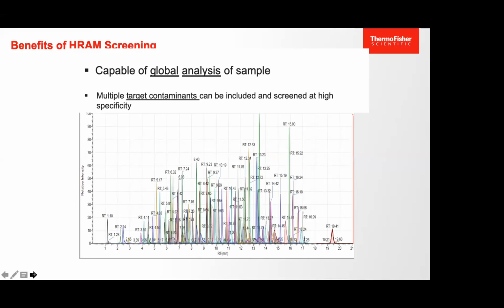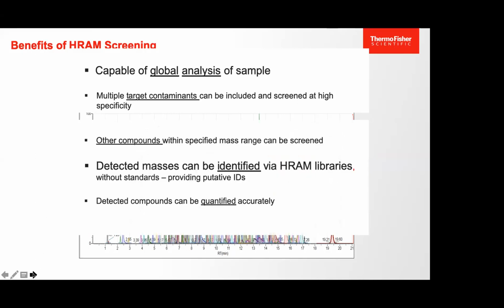Okay? And next, we can always detect other compounds with a specific mass range. So this is very important. If I set my horizon to this range, it will be able to screen everything within my sample.